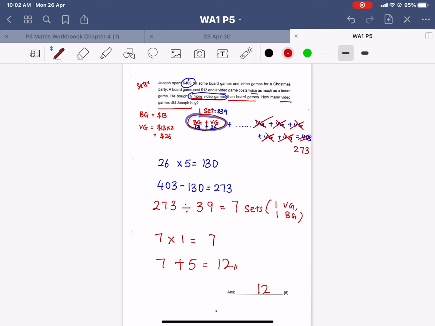Okay, so this is something that we've done before in MSP about sets. Alright, so removing the extra part and then you see how many sets you can find.